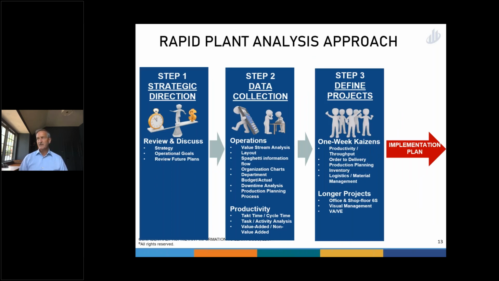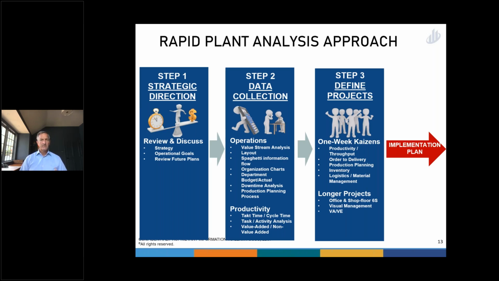So the process is pretty straightforward. Step one is to make sure that we have a clear strategic direction, and this is with the plant leadership team. It's a discussion about what the strategy is, what the operational goals are, any key issues that we're trying to make sure we address, any future plans, and really getting that focus narrowed down to the key metrics, one or two that we really want to focus on as we look at the plant and prioritize the opportunities to develop that roadmap. And step two is the data collection phase.